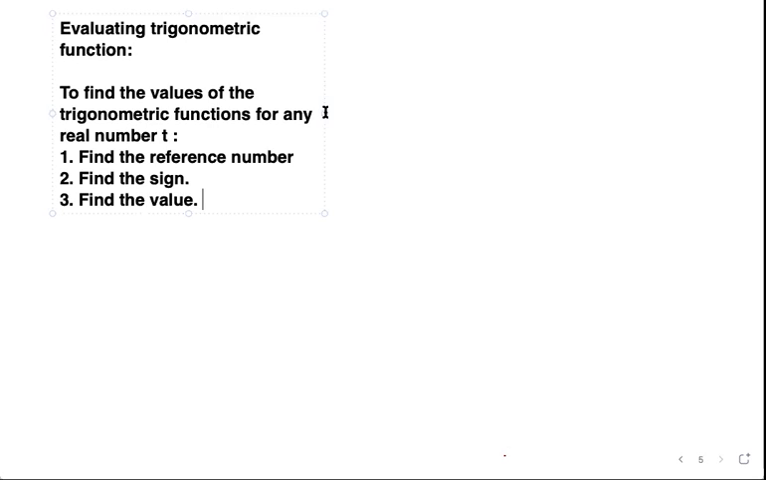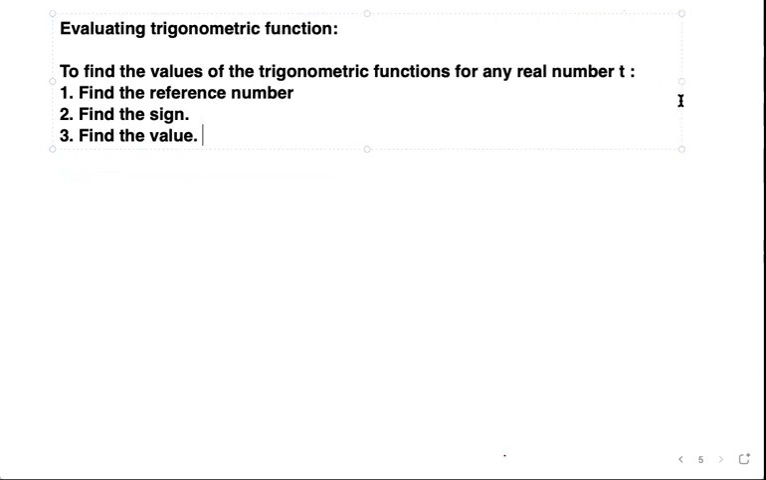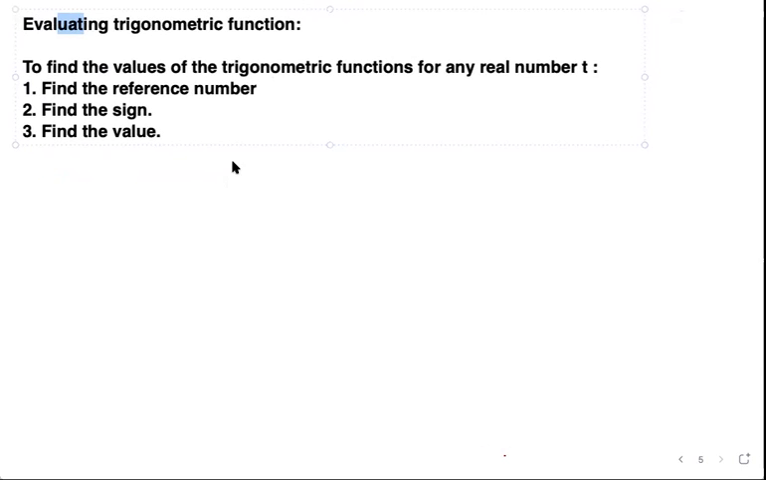Now, how to evaluate the trigonometric function? How to evaluate these things? This is the important thing. Now, to evaluate, there are steps. Here are the steps. To evaluate a trigonometric function, we're going to use these steps.